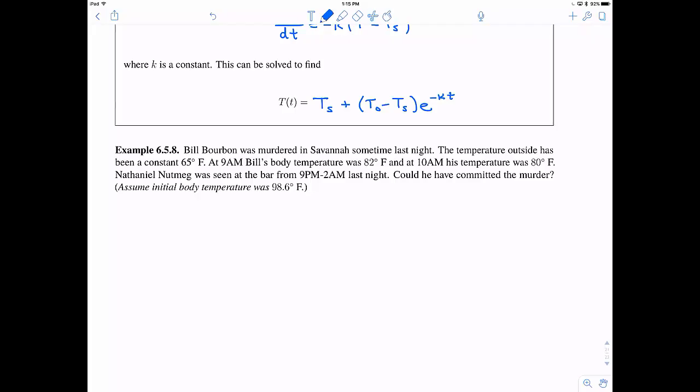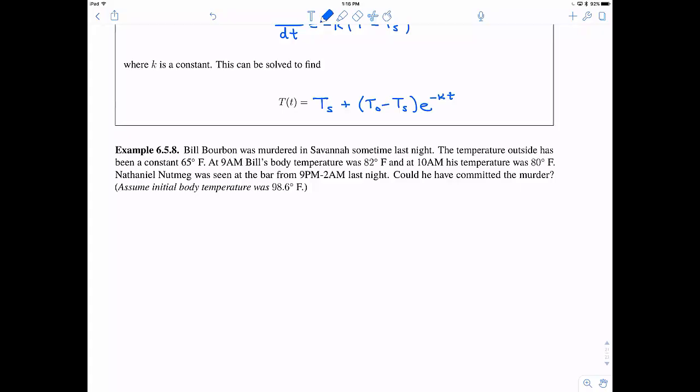The temperature outside is a constant 65 degrees, and they discovered the body at 9 a.m., I would suppose. The body's temperature is 82 degrees Fahrenheit at that time, and then an hour later at 10 a.m., it's 80 degrees Fahrenheit. We have a suspect, Nathaniel Nutmeg, but he has an alibi from 9 p.m. to 2 a.m. last night, and the question is, could he have committed the murder?